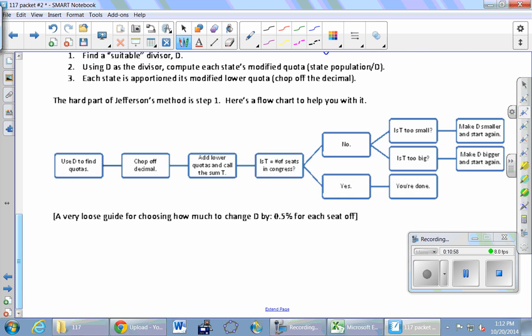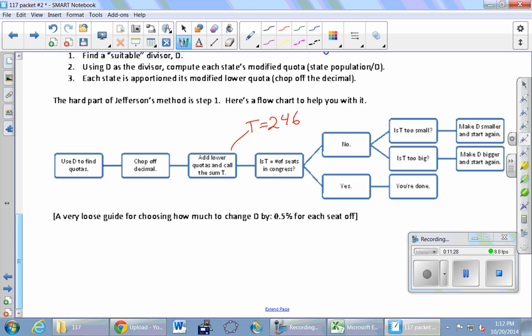You use your standard divisor to get the quotas. That's with the decimals. Then you chop off the decimals because we wanted lower quotas. That's what we've been doing last class and this class. And then we add the lower quotas. What did we get when we added the lower quotas here? It was 246. And that's what we're calling T, so I'll just write this here. In our case, T was 246. Was T exactly the number of seats we had to give out? No. Well, that's too bad.